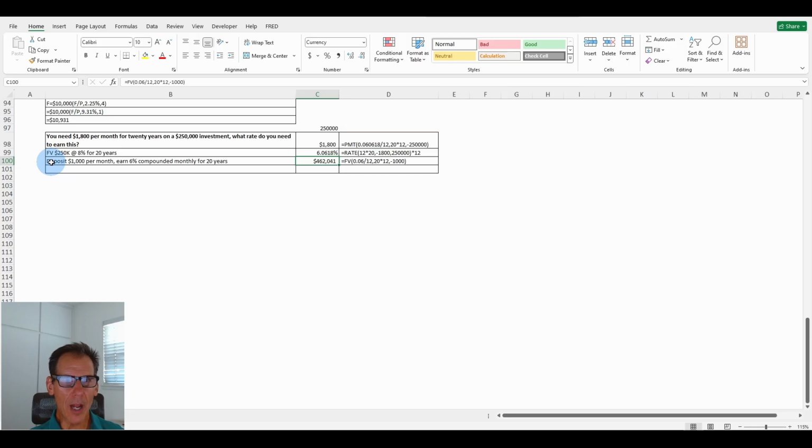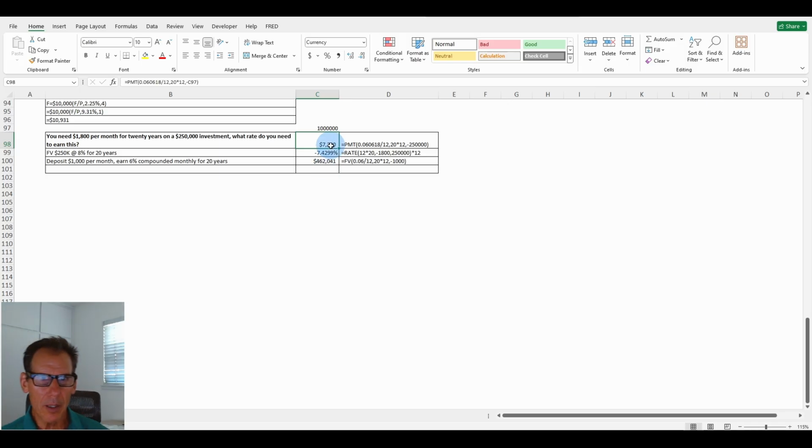This is another question. Deposit $1,000 per month, earn 6% compounded monthly for 20 years. It will be worth $462,041. That's almost a future value deal. If you change this to 6.0618, they should reconcile. But here, if we change this to 10 grand, oops, let's say you're going to need $1 million. F9. So there you go. You need 7,200.